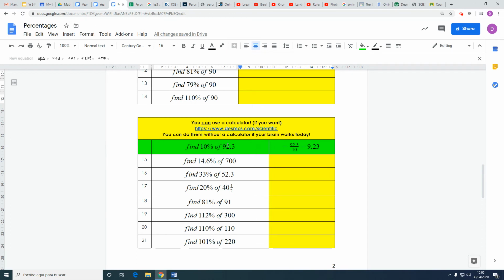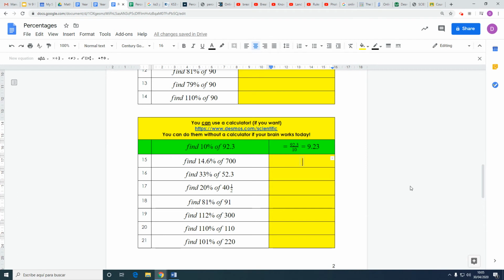Okay, now I did the top one. It looks ugly because it's 92.3. But we just put 92.3 on the top, and we know 10% is a tenth. So divided by 10, that means we jump the decimal point one place left. And there's the answer. These questions are for you. I think I might help you with that one.